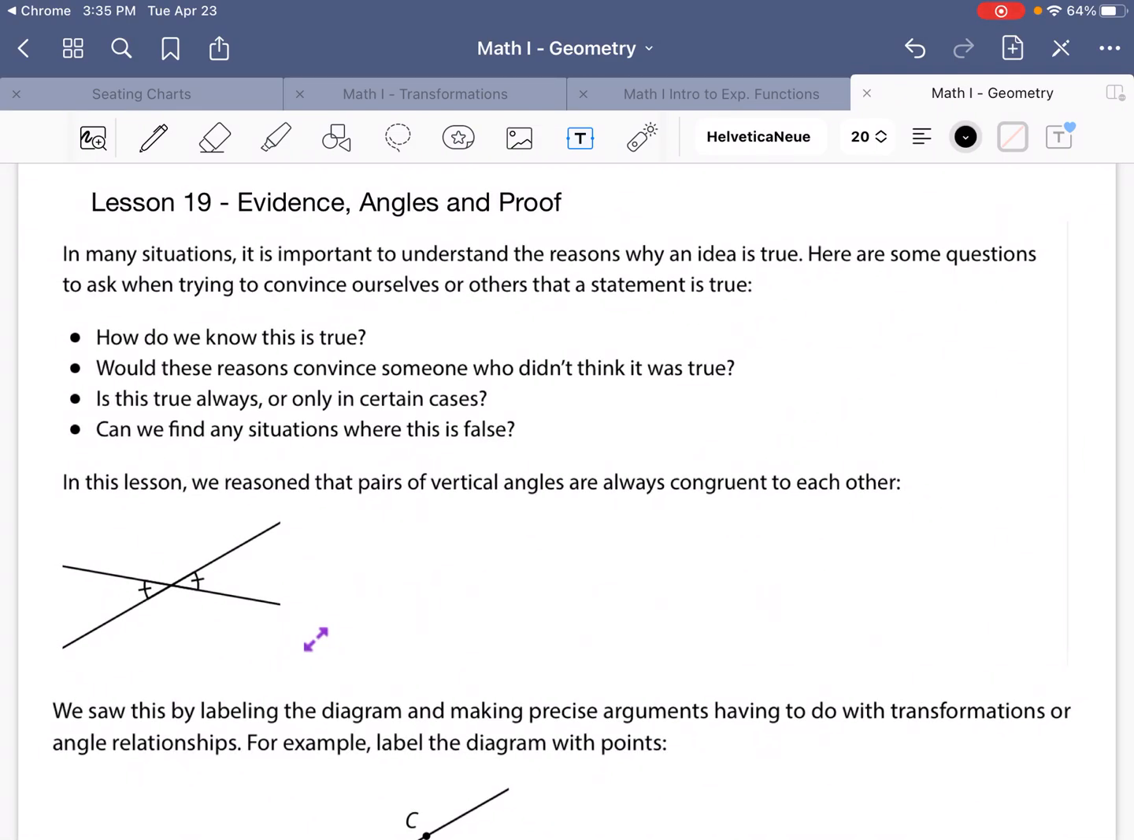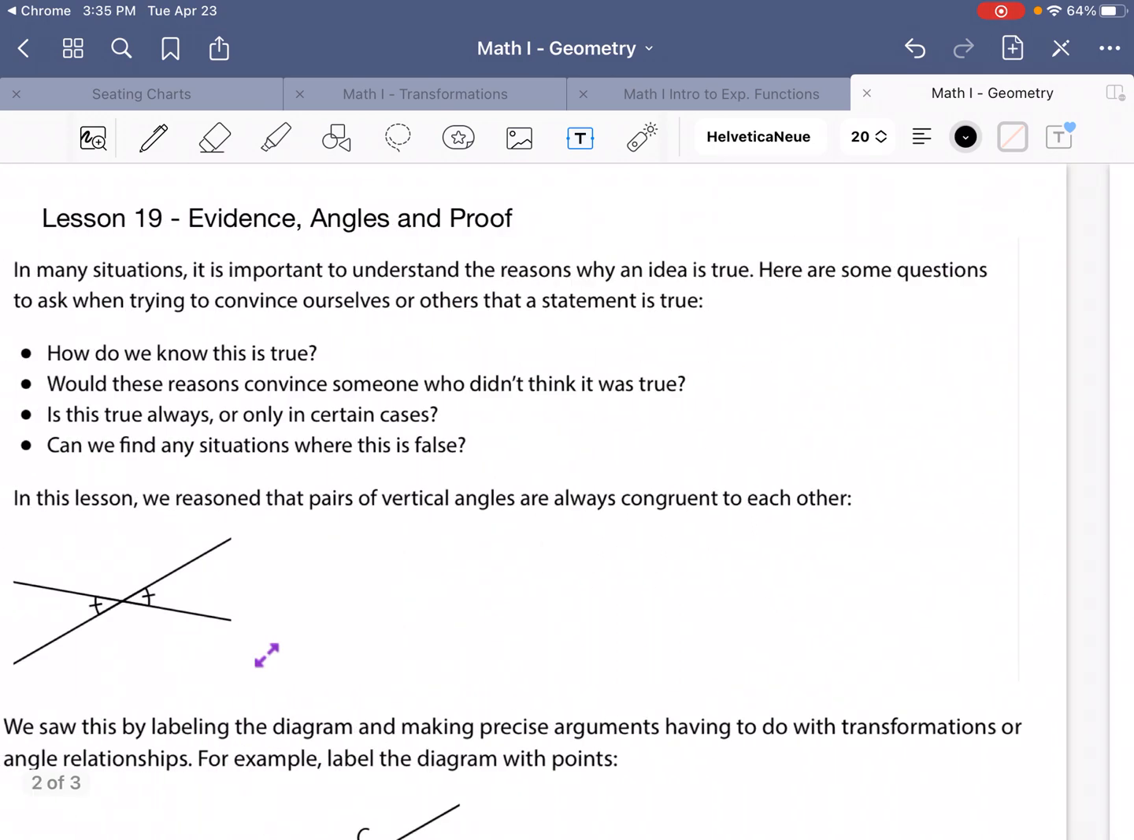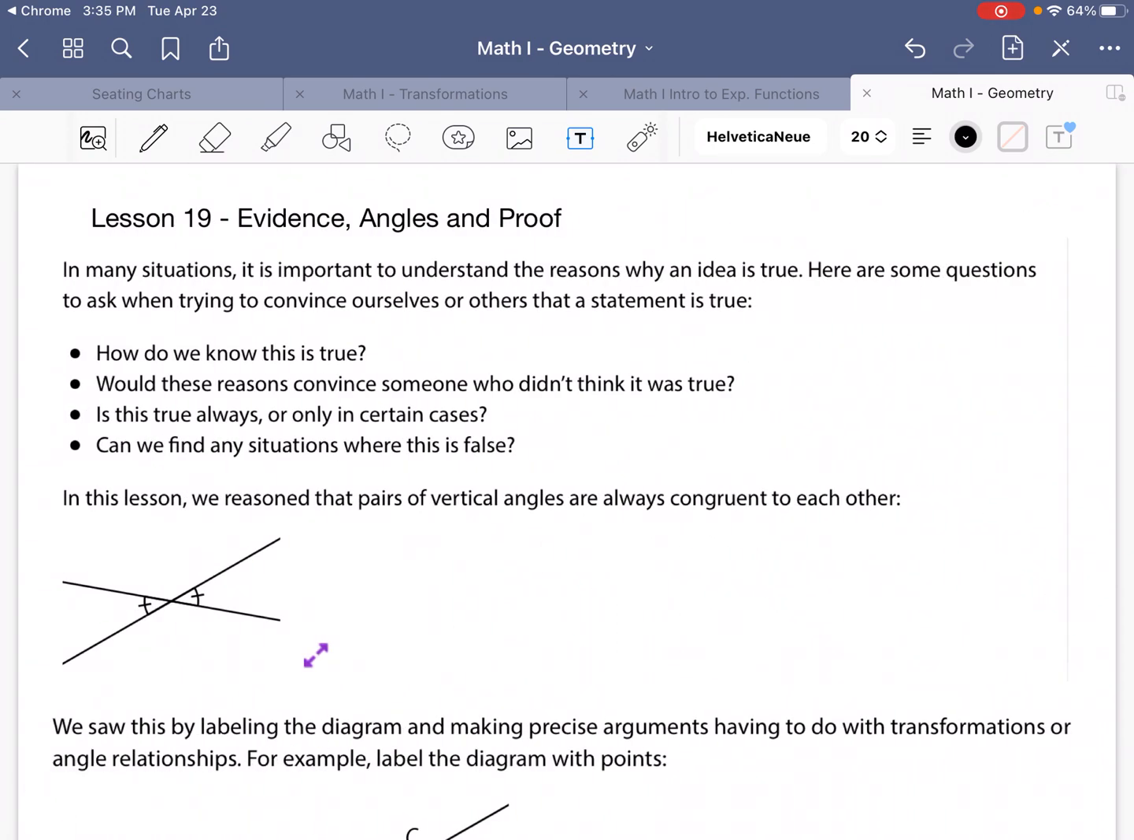All right, this is lesson 19, evidence, angles, and proof, and it's a cool down called Plead Your Case. In many situations, it's important to understand the reasons why an idea is true.